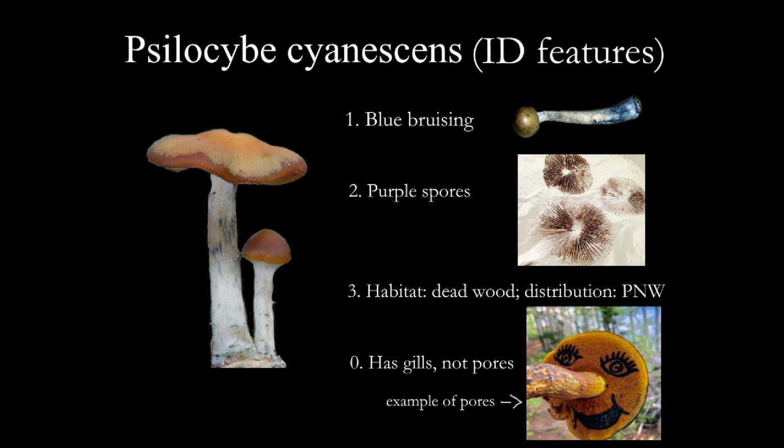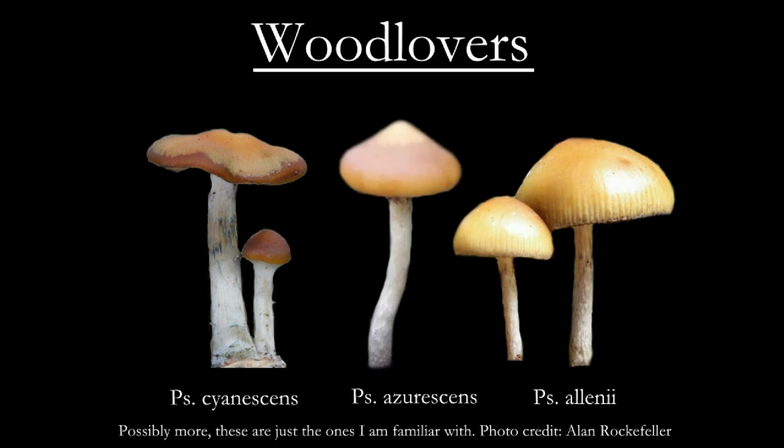The first two features alone are enough to ensure that the mushroom in question is psychoactive. The third narrows it down to a group of Psilocybe species known colloquially as woodlovers. This includes Psilocybe cyanescens, Psilocybe azurescens, and Psilocybe allenii. Telling these three species apart without performing spore microscopy is tricky, but we can get a clue from the shape of the cap. Psilocybe allenii tends to have a semi-spherical or globe-shaped cap. Psilocybe azurescens tends to have a round, umbonate cap, resembling a flying saucer or a sombrero.